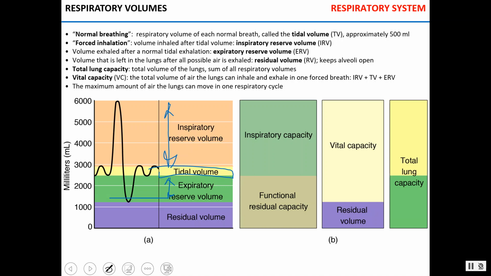Now, those were volumes. Now, the capacities. Total lung capacity is the total volume of the lungs. Vital capacity is the two reserve volumes plus tidal volume. No residual volume there. Inspiratory capacity is the tidal volume plus inspiratory reserve, and functional residual capacity is expiratory reserve volume and residual volume.